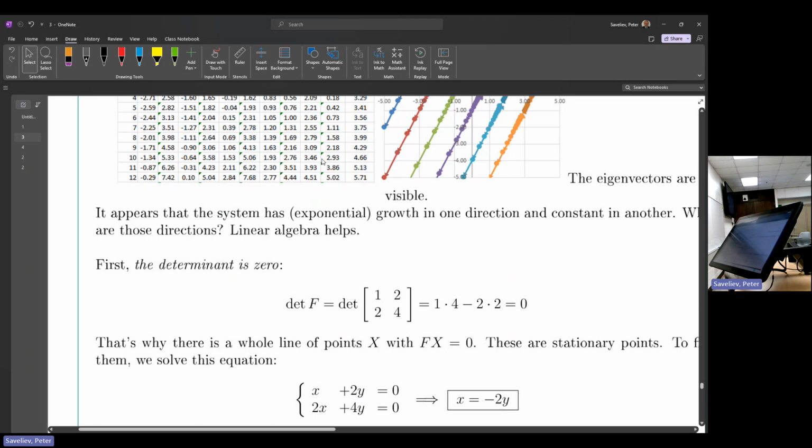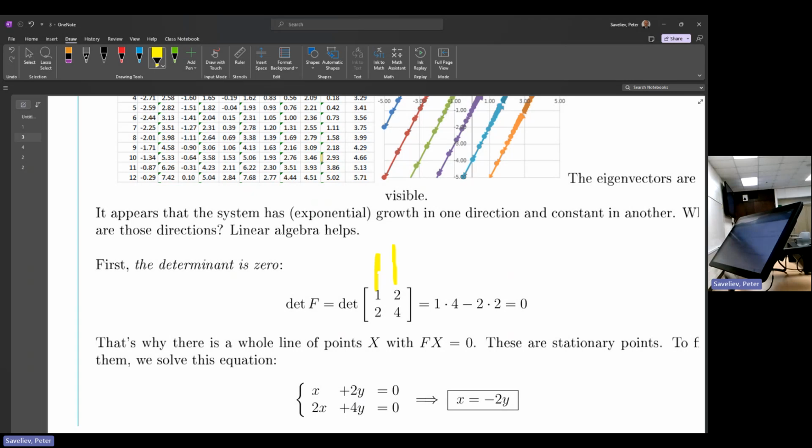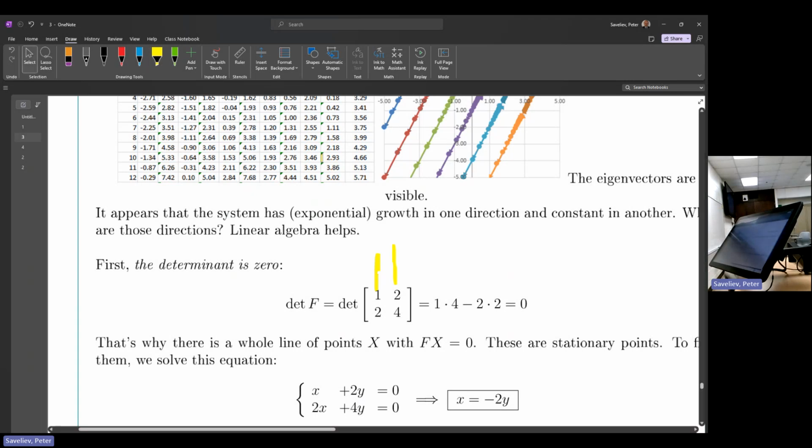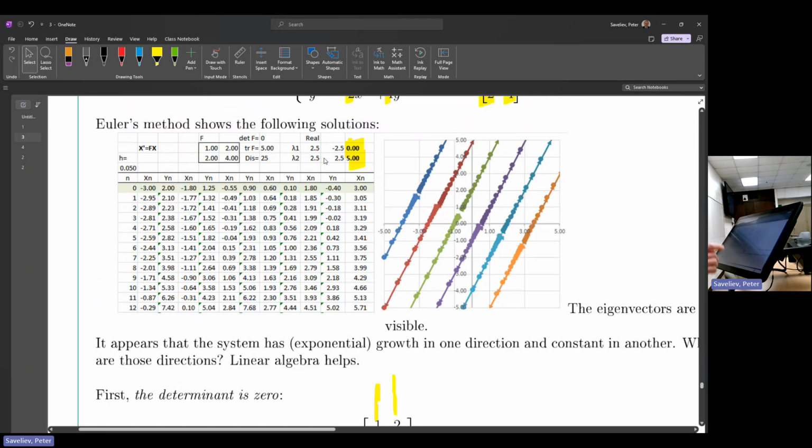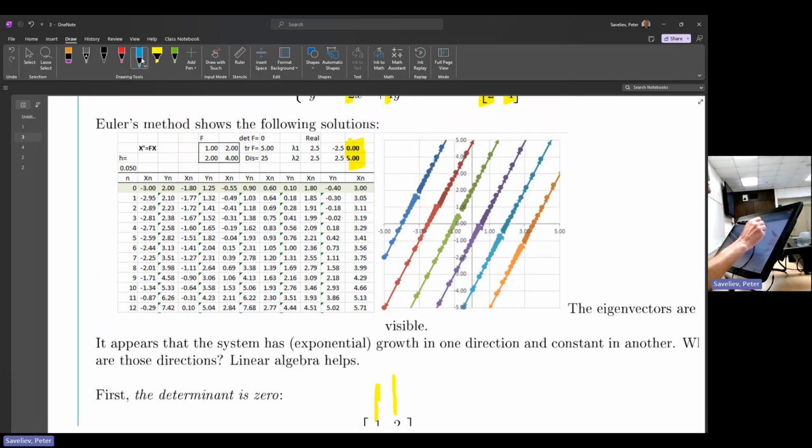So the determinant of 1, 2, 2, 4 is equal to 0. You know that there is a projection, and then you realize that there's actually dependence between the columns. You multiply the first column by 2, you get the other one. That dependence between the columns and rows of the matrix indicates a projection. Okay, and then indeed these are Euler's solution, to be clear. So we haven't solved the problem. So these are Euler's.